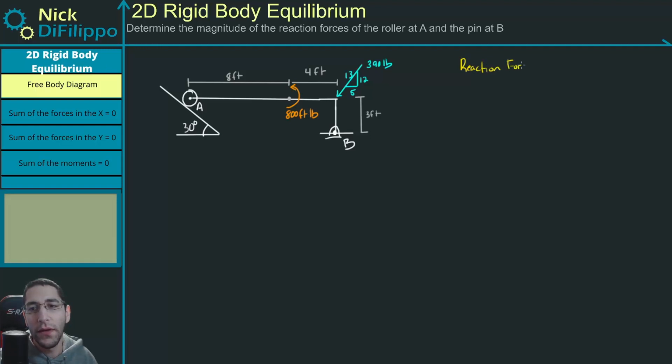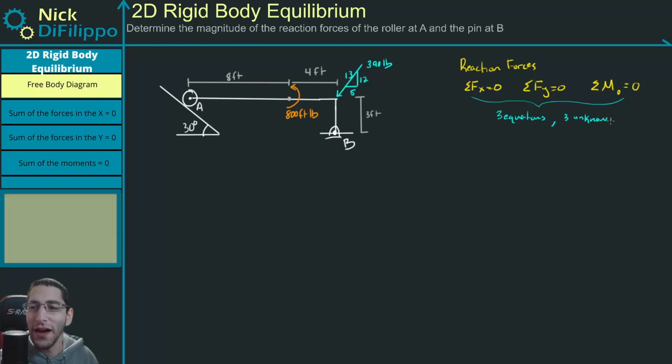And we need to know the equations that we're going to use. We're going to use the sum of the forces in the x equal to 0, the sum of the forces in the y equal to 0, and the sum of the moments about some point, I'm just going to call it O for right now, equal to 0. So these are the three equations we can use. If we have three equations, we can only solve for at most three unknowns.